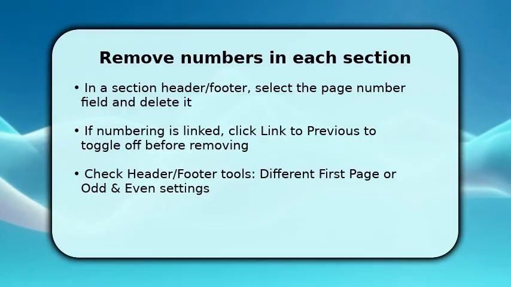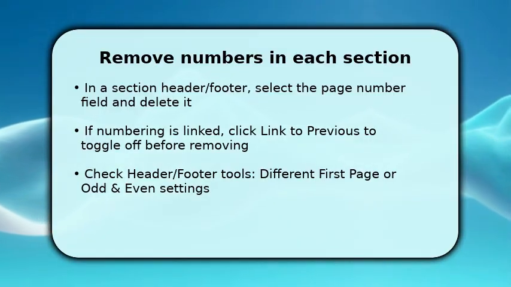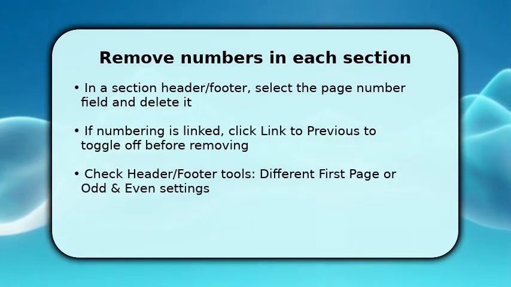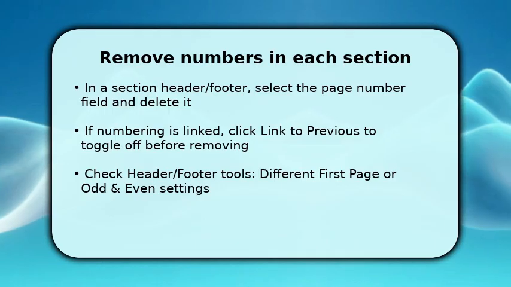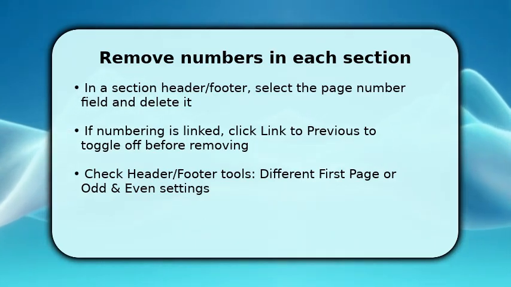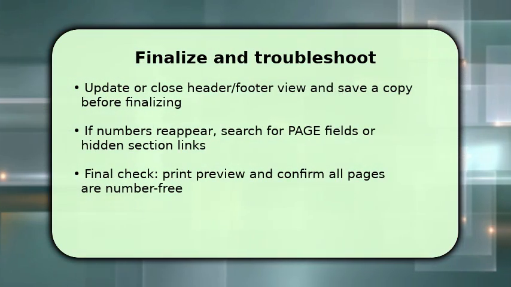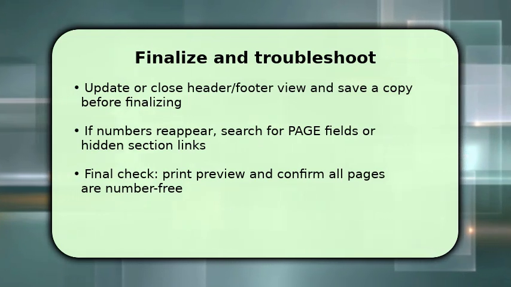Don't delete other content. If the document uses different first page or odd and even headers, remove numbers from each variant. Once done in one section, move to the next and repeat until all visible numbers are gone. Finish by closing header/footer view and saving a version copy so you can revert if needed.